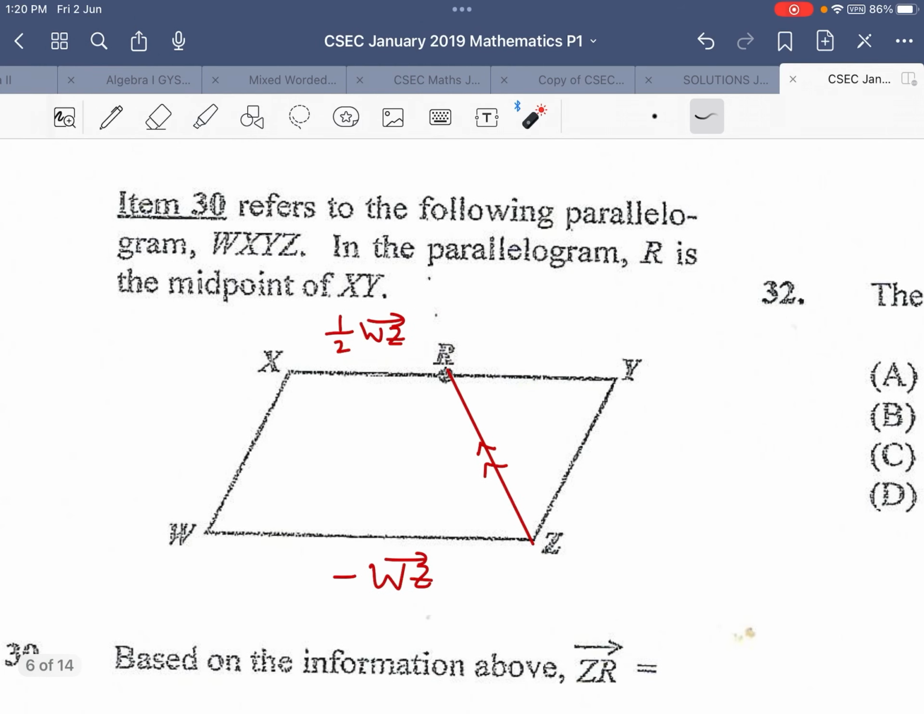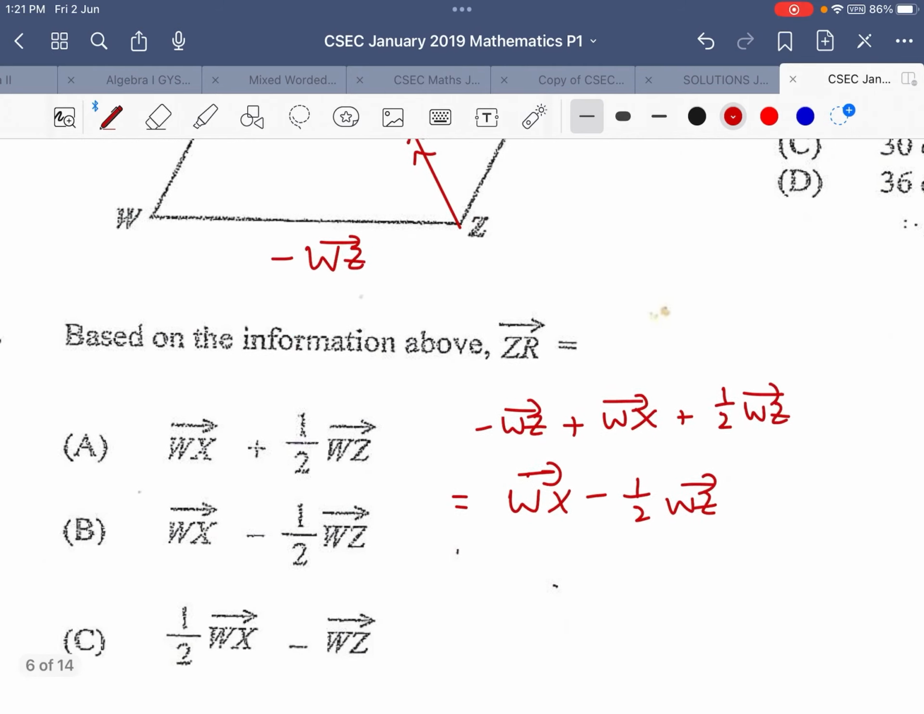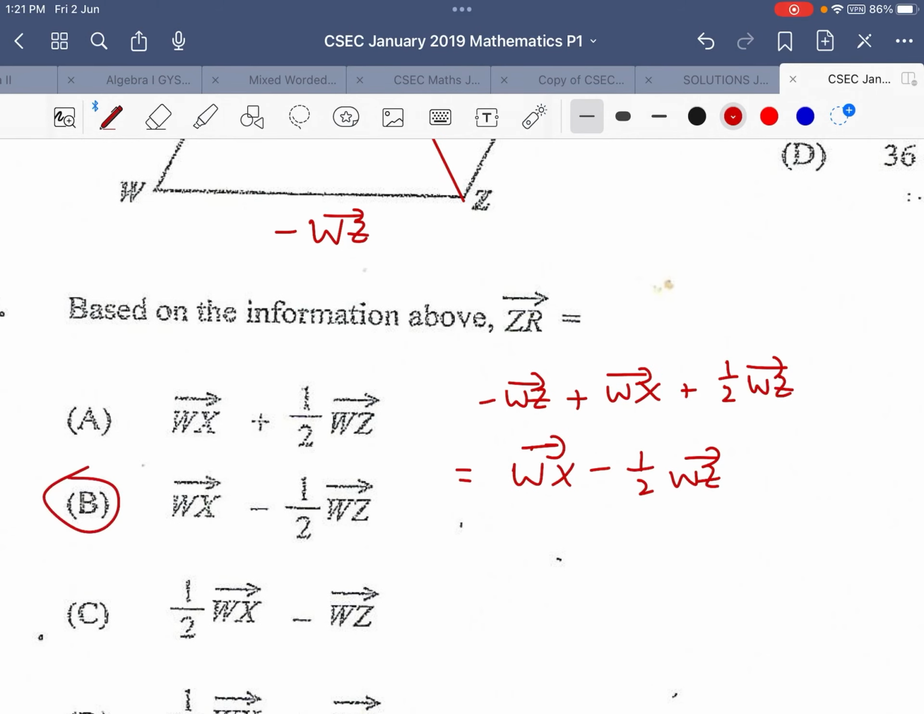So we have these three vectors. So we have minus WZ plus WX plus 1/2 WZ. Right? So that should be WX minus 1/2 WZ when you add like terms. So your answer is B.